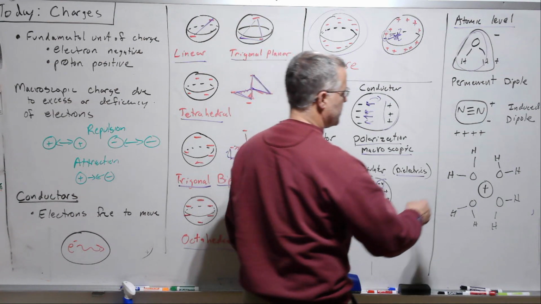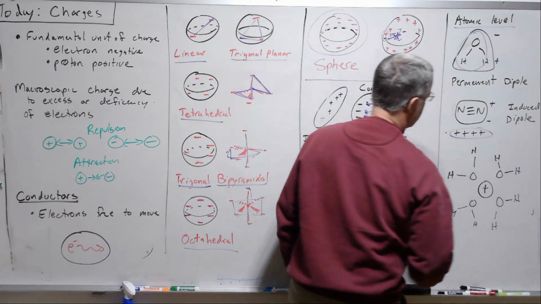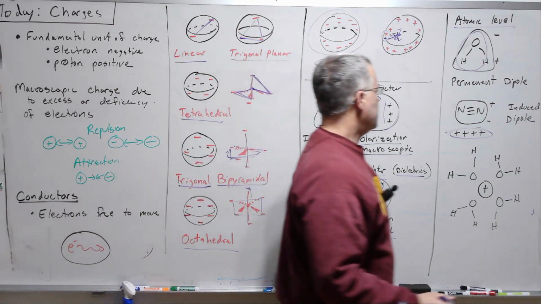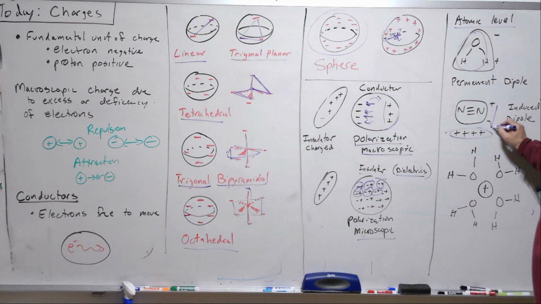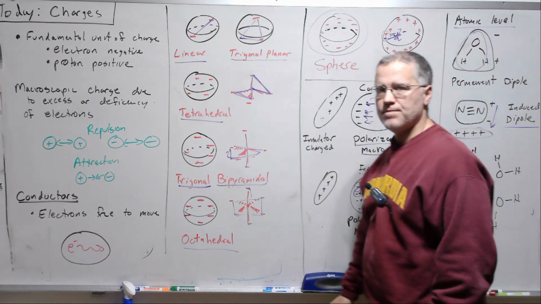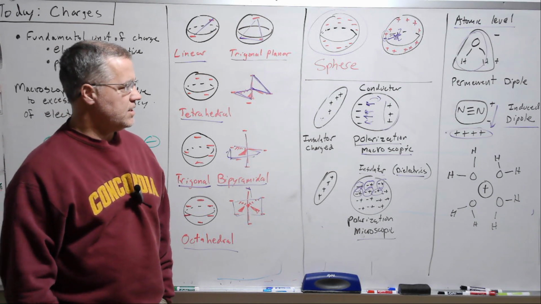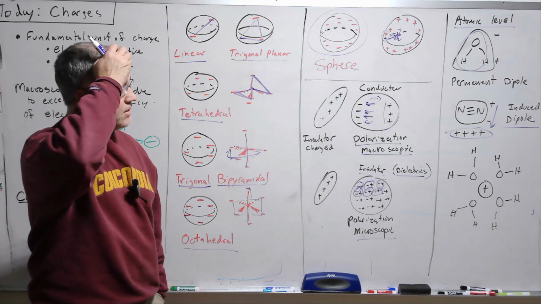But let's imagine we bring that nitrogen near a positive charge or a negative charge. That will distort the electrons around this molecule and induce a dipole. So the presence of a charge can induce a dipole.